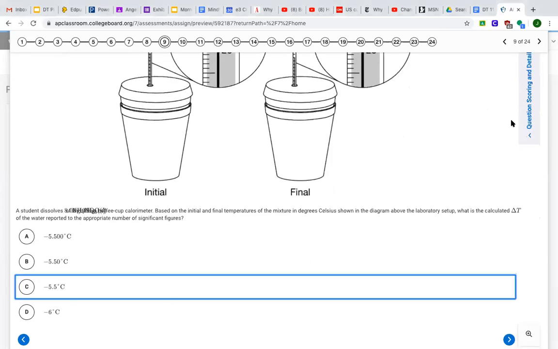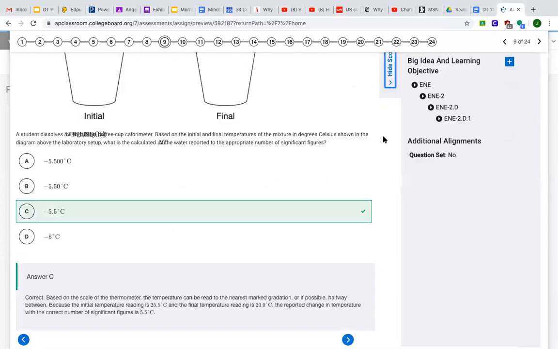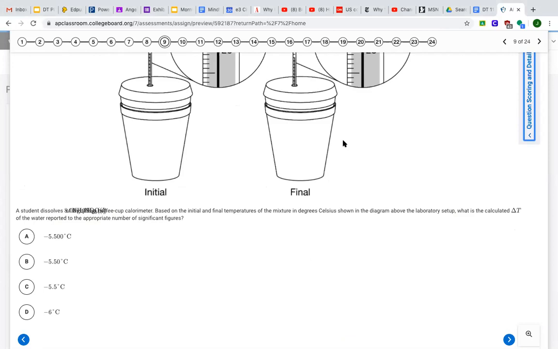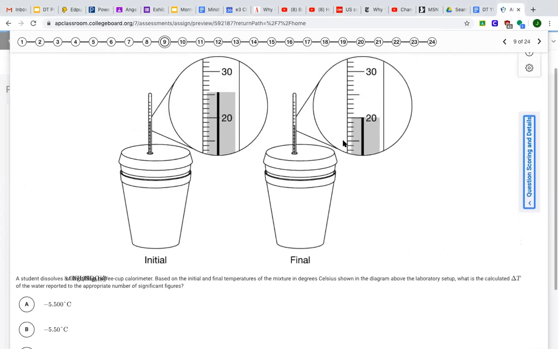Okay, that's C. Any questions about that? Double check because we don't spend a lot of time, but yeah, that's right. Okay. Any questions about that? Yeah. So the convention is it's one decimal point past the demarcations. Okay. Yep, that's right. All right.